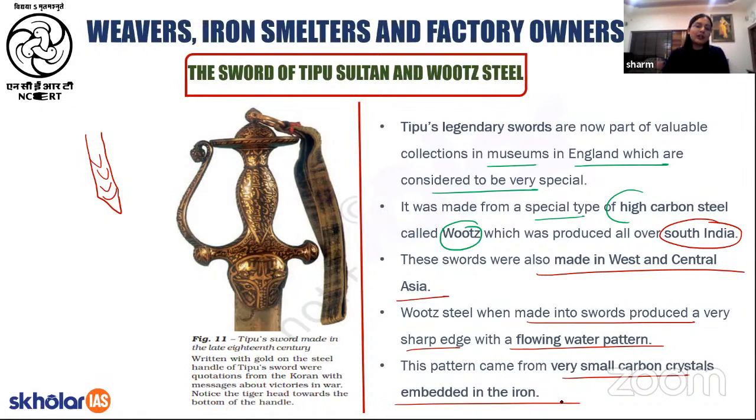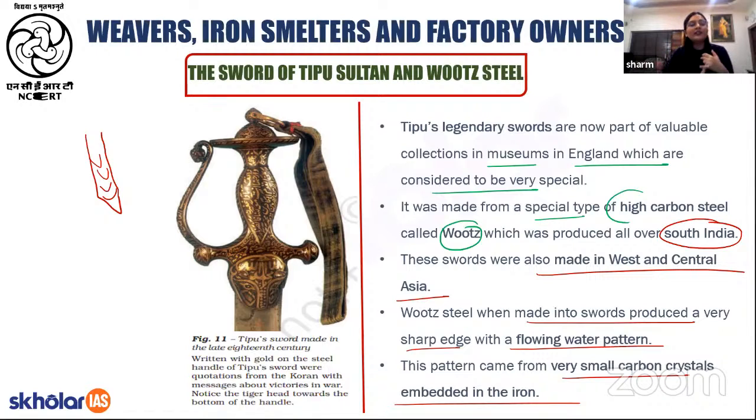अब इतनी डिटेल में हमें जाने की जरूरत नहीं है. जो पॉइंट है वो ये है कि इसके अंदर जो स्टील यूज होती थी वो बहुत अच्छी क्वालिटी की थी. बहुत अच्छी क्वालिटी की इसलिए थी क्योंकि उसके अंदर बहुत हाई कार्बन कंटेंट था. ओके, apart from the students, we have to remember that this was produced all over South India, and also it was also made in Western and Central Asia.